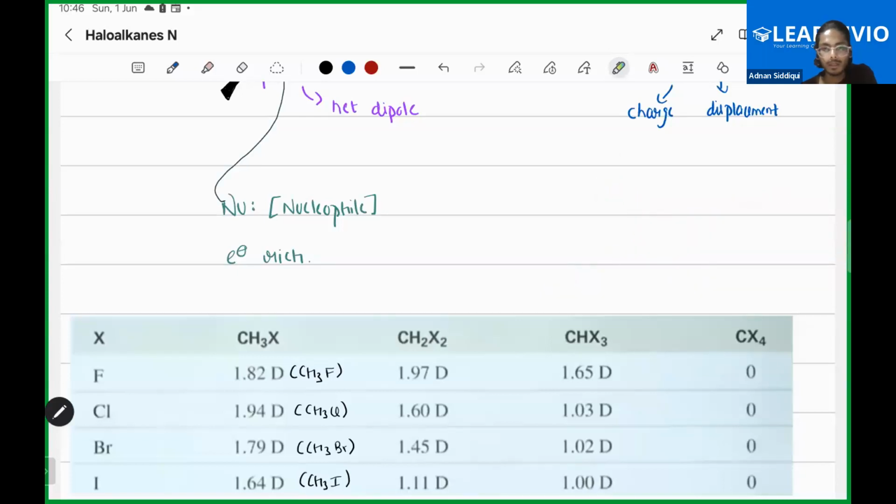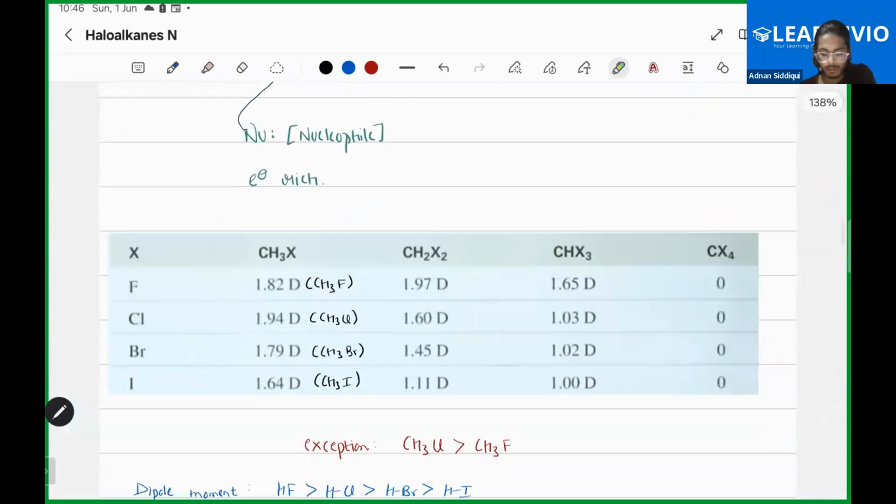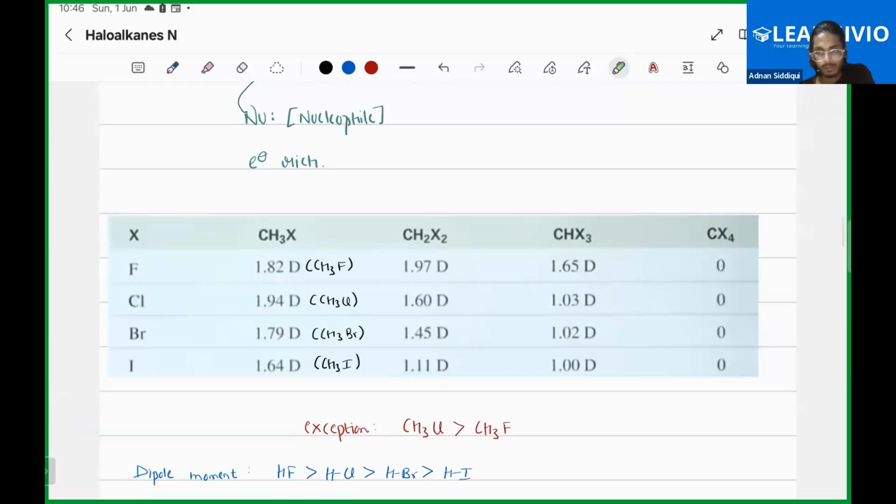If you don't know this, I will teach you. They don't cancel each other. You know about this concept, right? Yes, sir. Okay. So that's why the dipole moment for CX4 is 0. The dipole moment of CF4, CCl4, CBr4, and CI4 is 0, because the dipole moments are equal and opposite to each other and they are cancelling each other out.